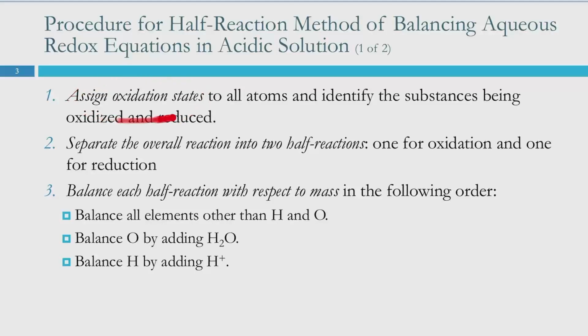So the first thing that we need to do is assign oxidation states, things like +1, -2, -4, +3, whatever our numbers are, and identify the substance as being oxidized and reduced. Remembering that our oxidized substance has the number going up and our reduced substance has the number going down. So figuring out which of our elements is being oxidized, oxidation state number going up, which is being reduced, the oxidation number or state is going down.